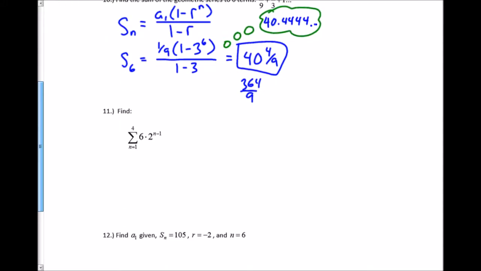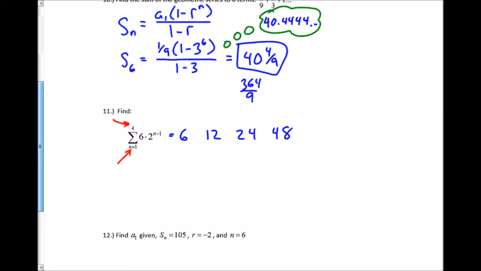If I look at the next one, once again, sigma notation, I've got my starting value is the 1, my stopping value is a 4. So I'm going to plug the 1 in. When I plug the 1 in, it gives me a 6. And then I plug the 2 in. When I plug the 2 in, it gives me a 12. Then I plug the 3 in, that gives me a 24. And then I plug a 4 in, that gives me a 48.